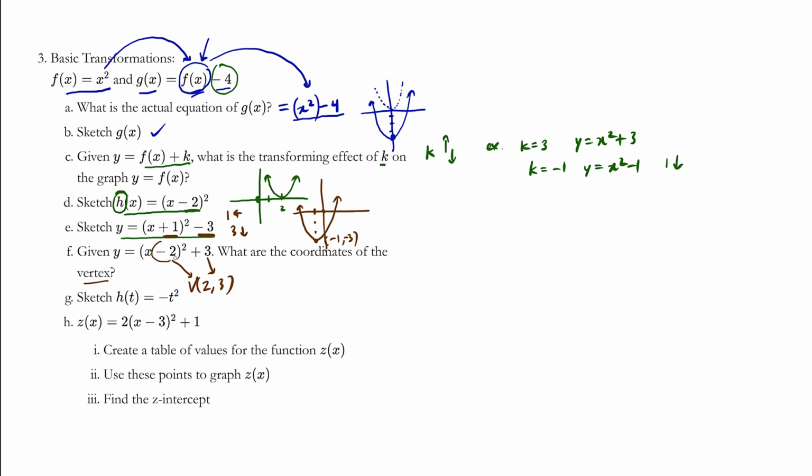However, this number here beside the x, you have to think opposite of it. Negative 2 becomes a positive 2. Conversely, if there was something like x plus 1 squared minus 2, the vertex would then be minus 1 comma negative 2. Be careful.